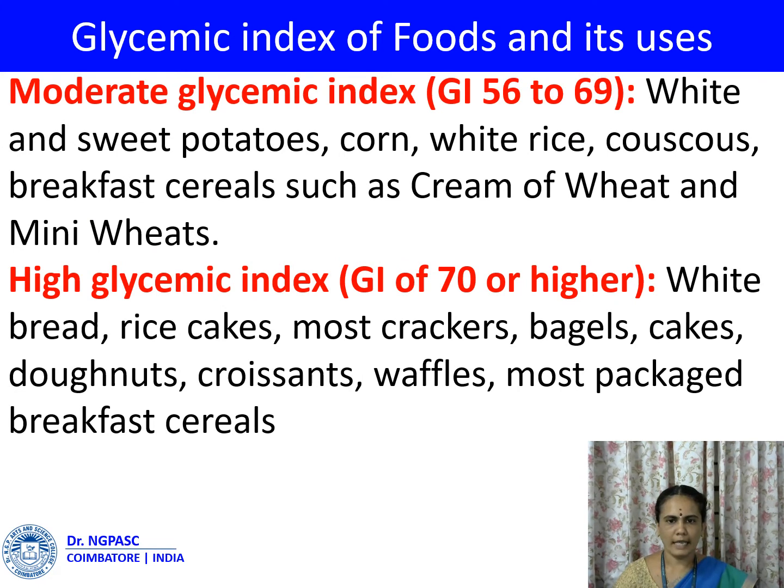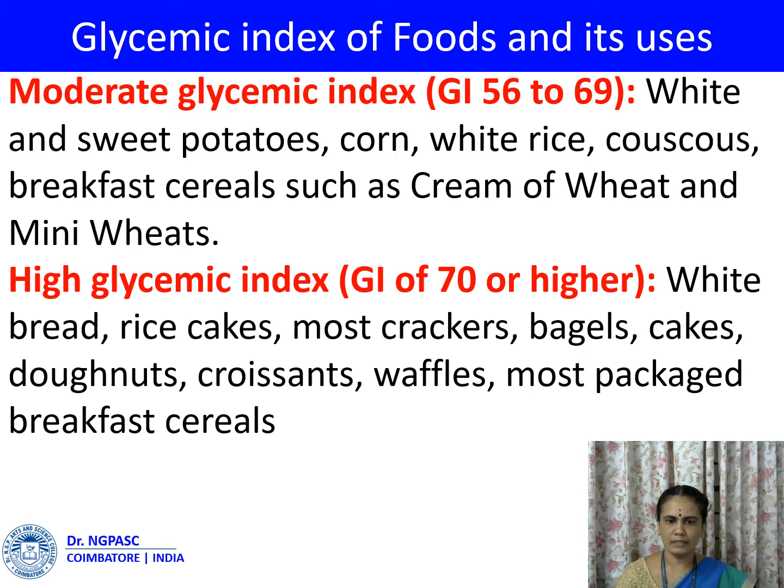And the moderate glycemic index foods range from 56 to 69. The foods included under this category are white and sweet potatoes, corn, white rice, pulses, and breakfast cereals such as cream of wheat and mini wheats. These all have a moderate glycemic index.